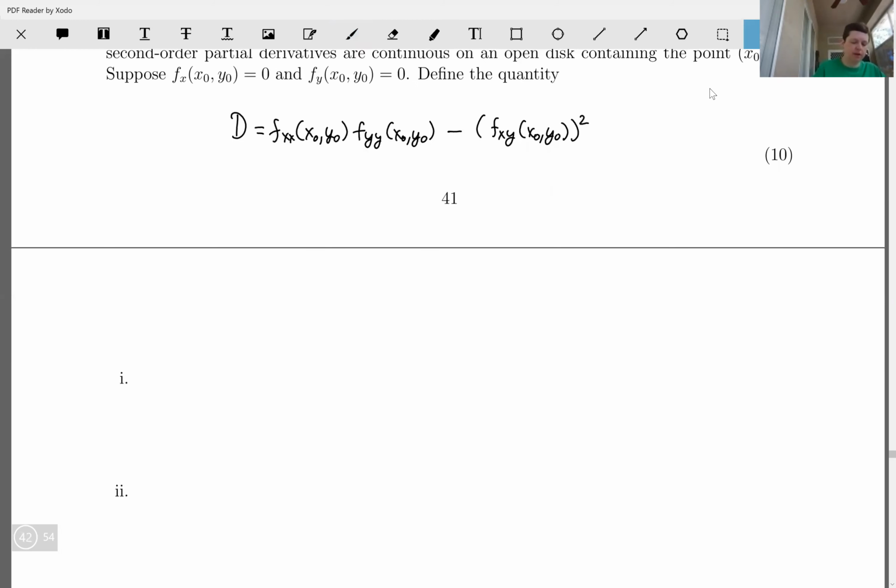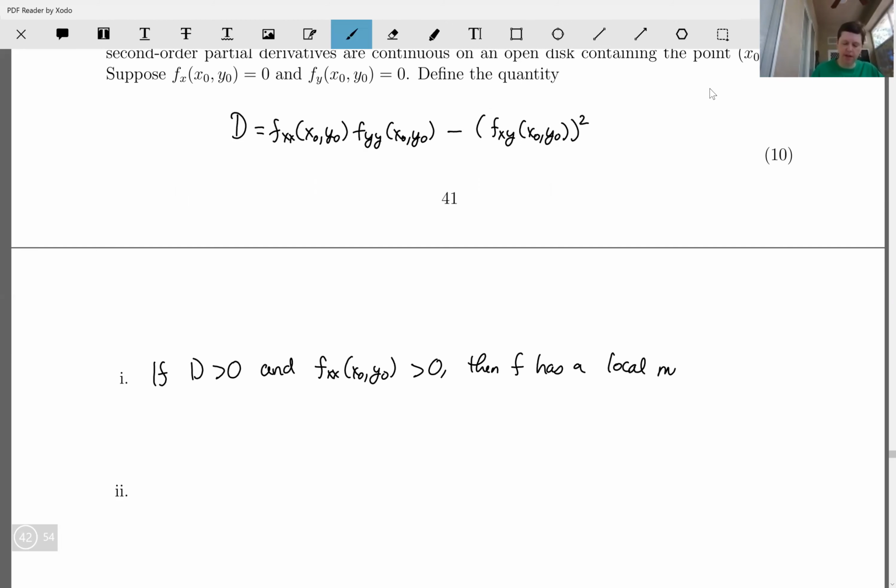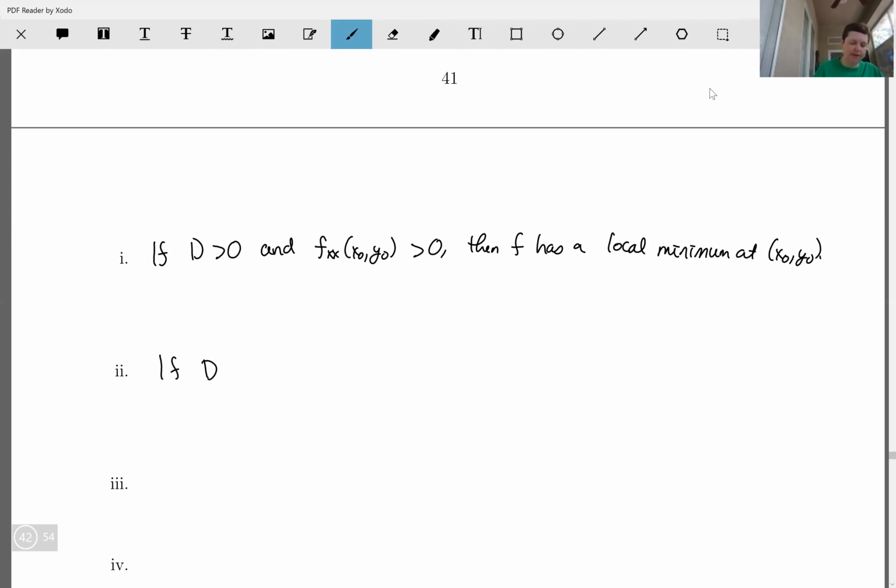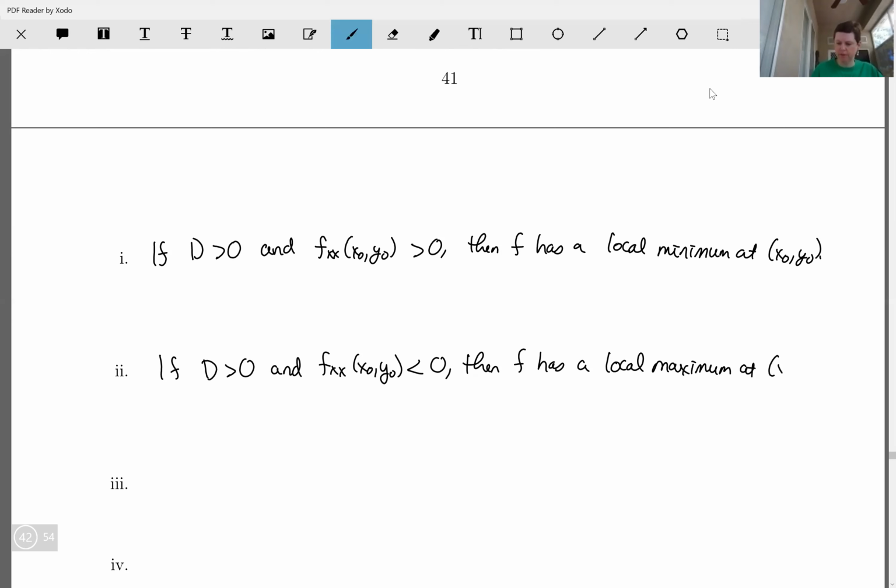And so here's how it goes. If that quantity D is positive and the second partial with respect to x at that point is positive, then f has a local minimum at x sub 0, y sub 0. If D is positive and that second partial with respect to x is negative, then f has a local maximum at the point x sub 0, y sub 0.